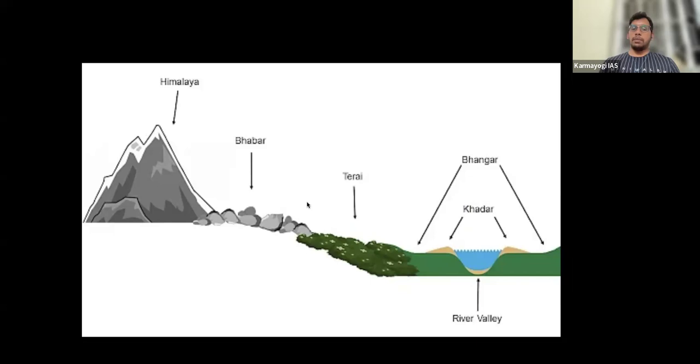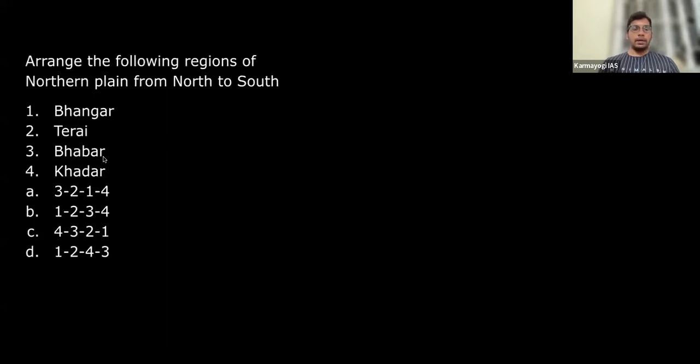So like Bhabar, Terai, Bhangar, and Khadar. So Bhabar, then Terai, 3, 2, then comes Bhangar, and then Khadar. So 3, 2, 4, 1. Here the answer is A.